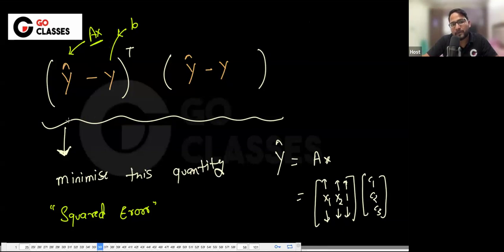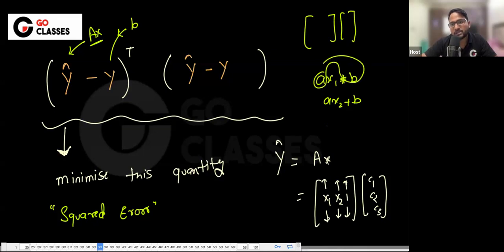So this y cap is your predicted one, which is actually like this: ax1 plus b, ax2 plus b. These are your predicted ones. These predicted ones can be written as a matrix into a vector, because this is a summation. So basically you can take these coefficients into the vector a and b, and this is like x1, x2. The coefficients are a, b. So basically this y cap can be written as a matrix into a vector.